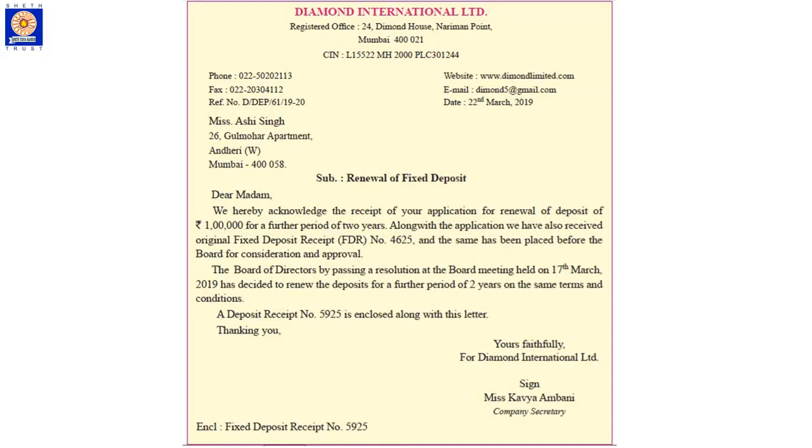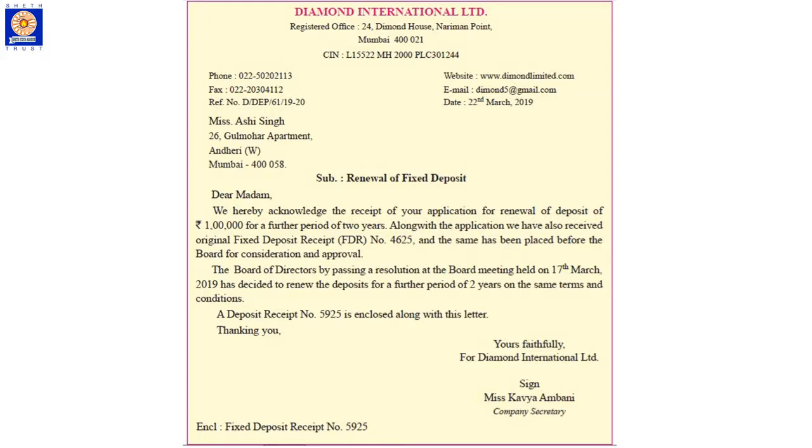The Board of Directors, by passing a resolution at the board meeting held on 17th March 2019, that is 5 days before writing the letter, has decided to renew the deposit for a further period of 2 years on the same terms and conditions, and the interest rate will be the same. A deposit receipt number 5925, that is a new deposit receipt, is enclosed with this letter.